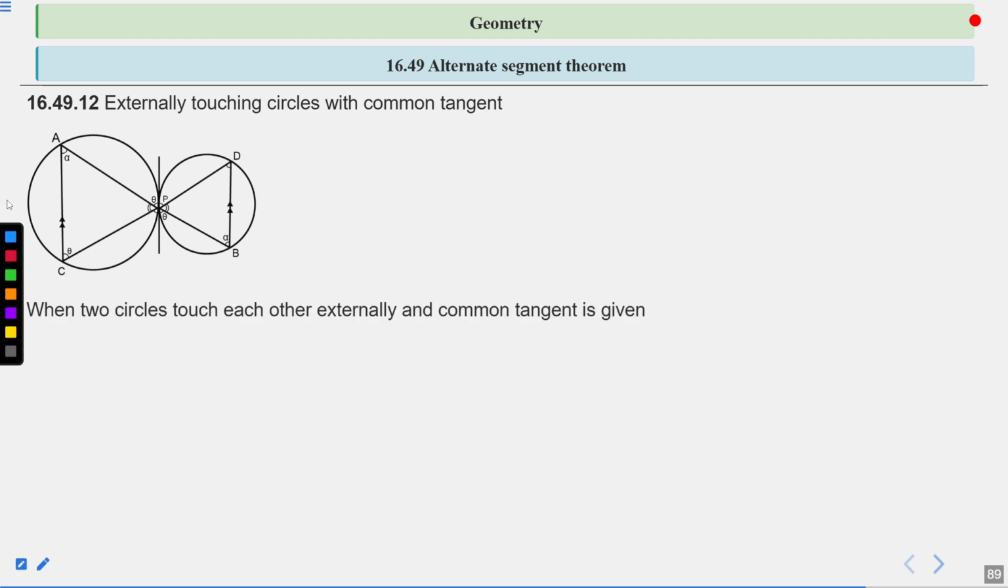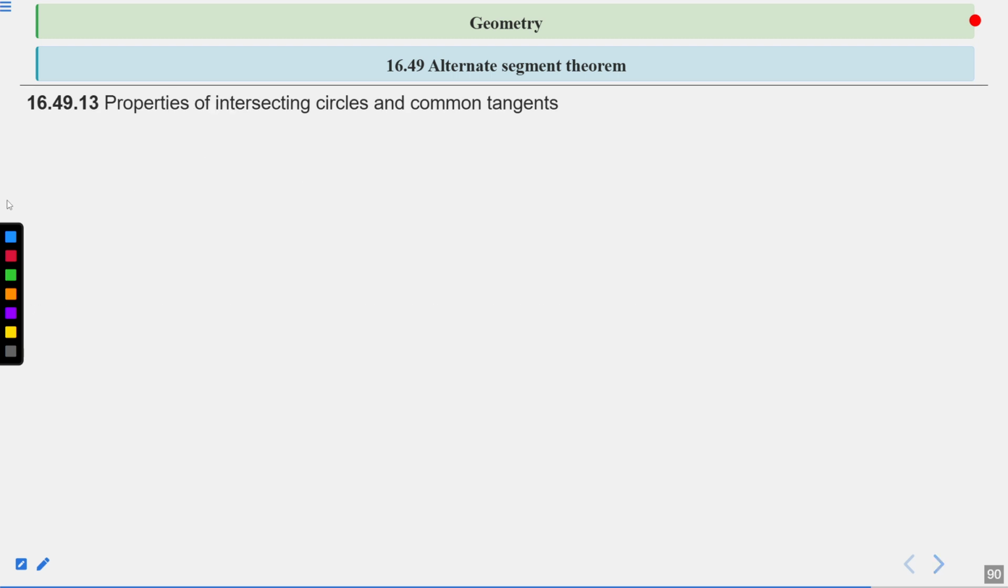So when two circles touch each other externally and a common tangent is given, the triangle PAC is similar to triangle PBD. So we can say that PA upon PB equals PC upon PD. Next one, properties of intersecting circles and common tangent. This is the diagram when two circles intersect each other at points P and Q and two common tangents AB and CD are given.